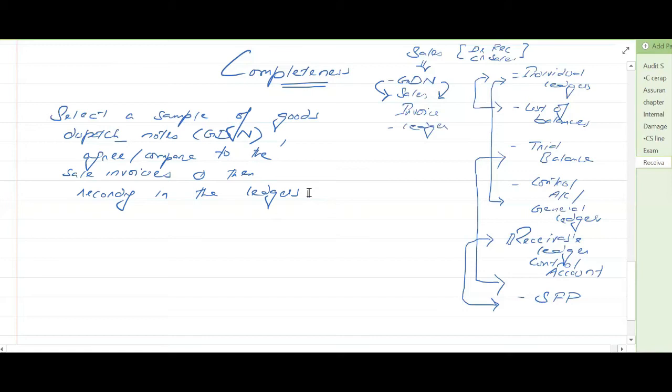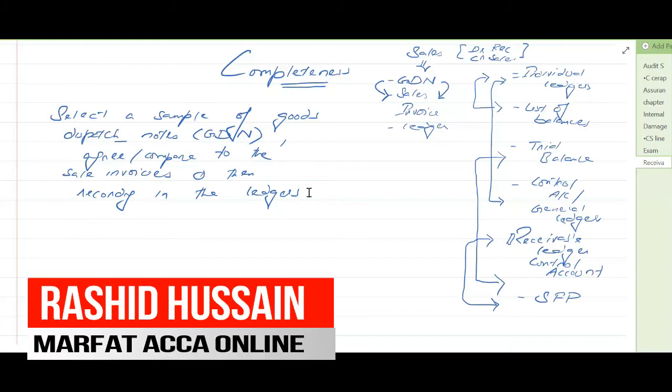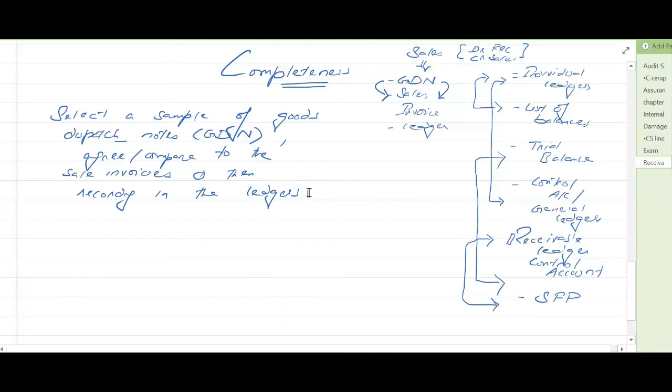So this is the first procedure in which we have confirmed that once the sale has been made, there should be a GDN, and from the GDN, the sales invoice should be produced, and that sales invoice should be recorded in the ledger. That means you have recorded the sale as well as the corresponding receivable.